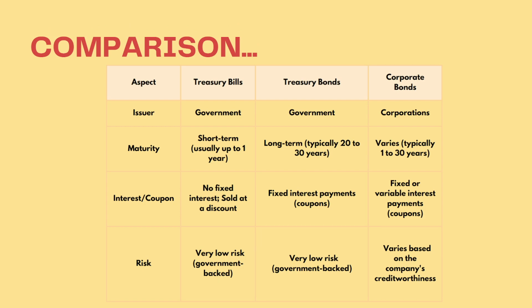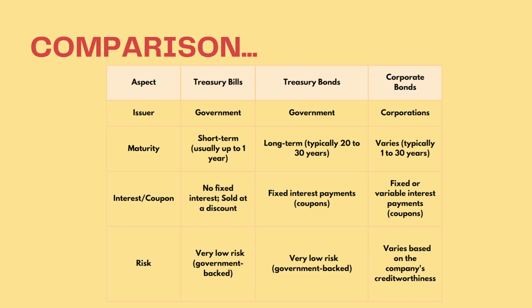So to further define and compare the specific bonds that we'll be discussing, we have here a table which explores each aspect of the debt securities to be discussed. So as you can see here, as for the issuer, treasury bills and treasury bonds are issued by the government, while corporate bonds, as you might guess, are issued by corporations.